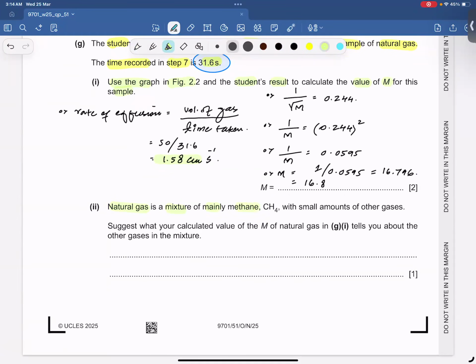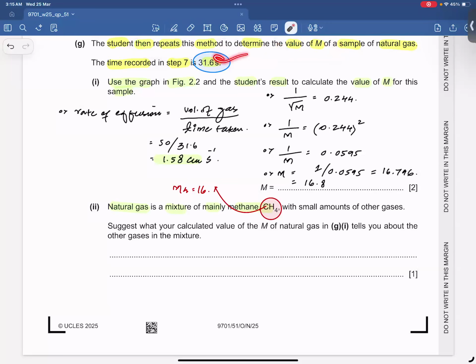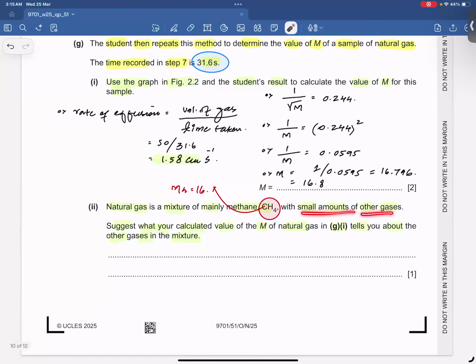Natural gas is a mixture of mainly methane, and methane has an Mr of 16. We know that. And the Mr using this value has been calculated as 16.8. Okay. With a small amount of other gases. Suggest what your calculated value of M of natural gas tells you about the other gases in the mixture. Since the calculated Mr is greater than the given Mr, which means the methane contains heavier gases also in a very small amount, like ethane or propane.